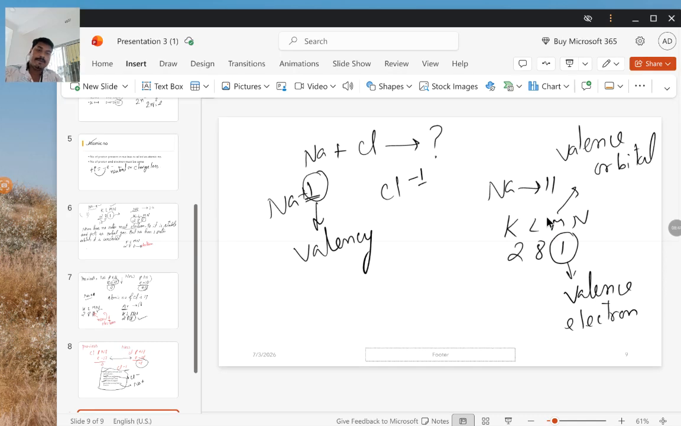So what is the meaning of valency? Valency means ability to combine. Ability to combine. It's called valency. Now, sodium has valency 1, chlorine has valency 1. So how can we write the formula?